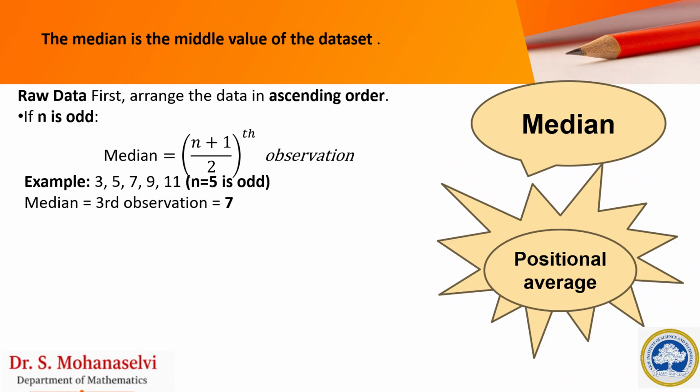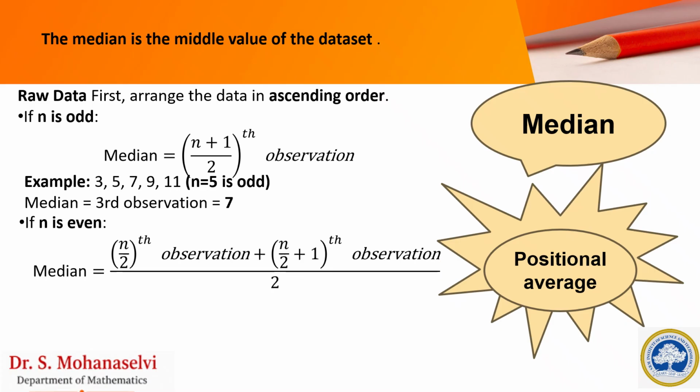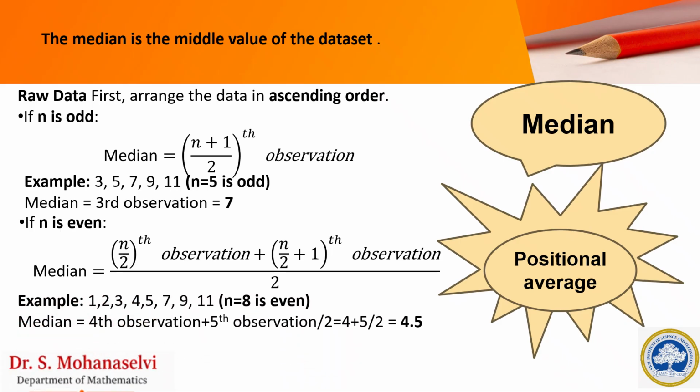If n is even, the median is the average of the n by 2th observation and the (n by 2 plus 1)th observation. For example, if we consider the data 1, 2, 3, 4, 5, 7, 9 and 11, here the number of observations is equal to 8, which is an even number. Then the median is given by 8 by 2, that is the 4th observation, plus the 4 plus 1, that is the 5th observation. So the 4th plus 5th observation divided by 2, here is (4 plus 5) divided by 2, which is equal to 4.5.